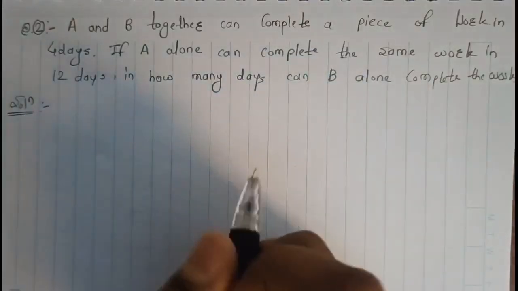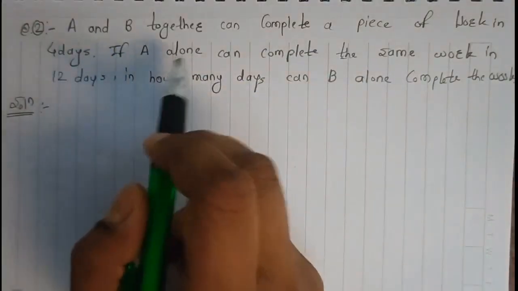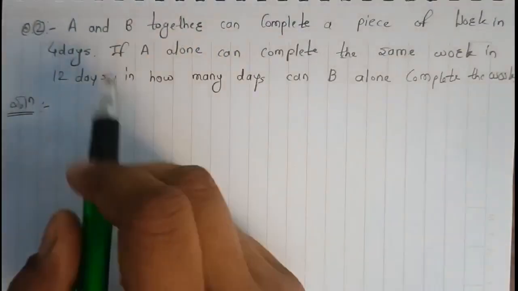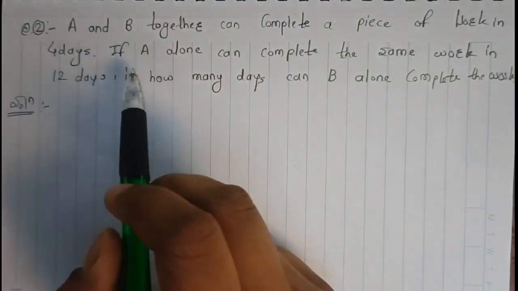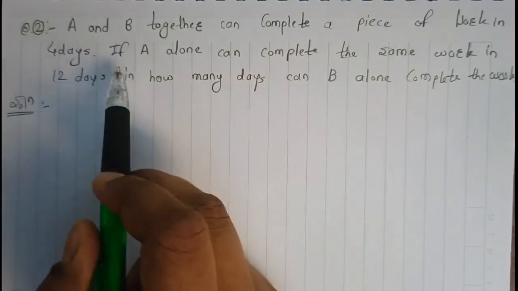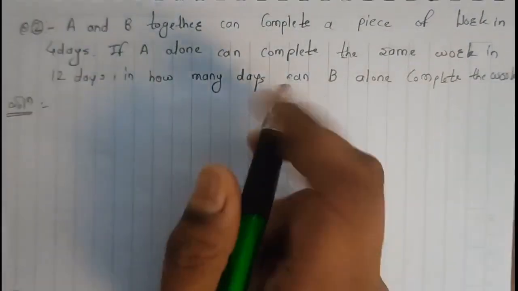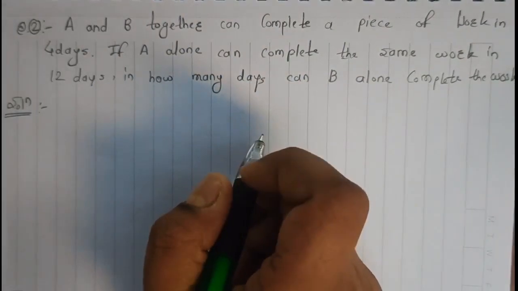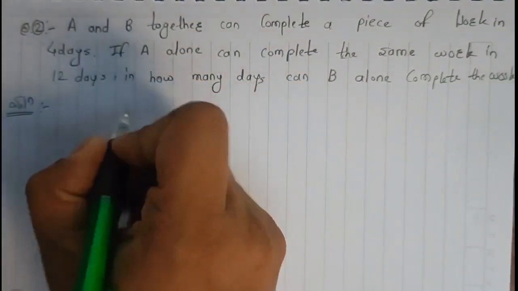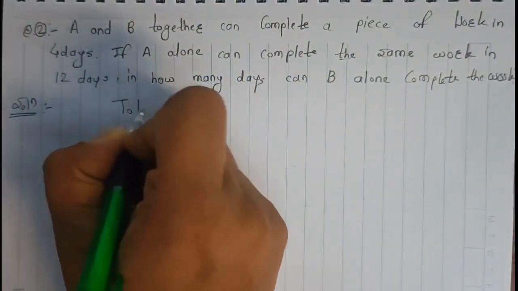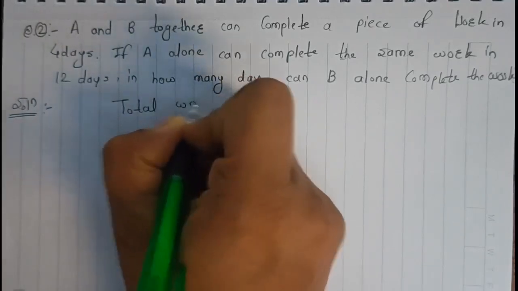Now this is our second type of question where A and B together can complete a piece of work in 4 days and A alone can complete the same work in 12 days, and we have to find in how many days can B alone complete the work. Now in this type of questions you can directly consider W as your total work.